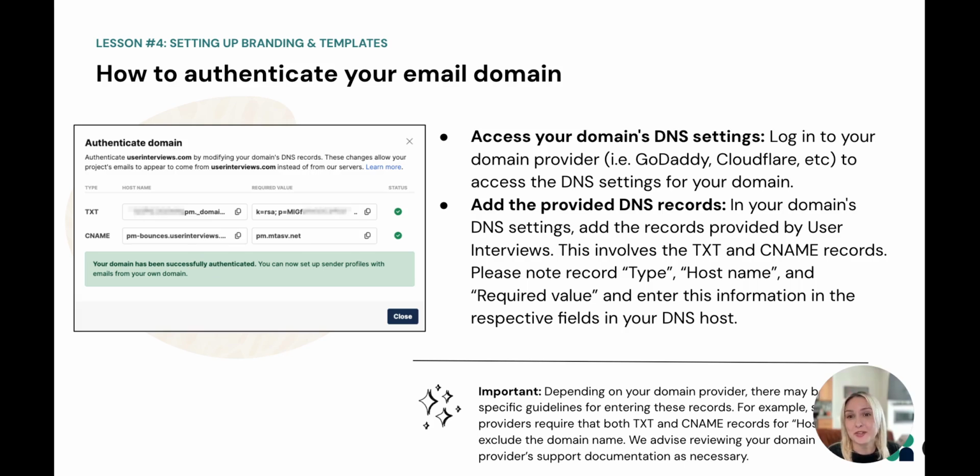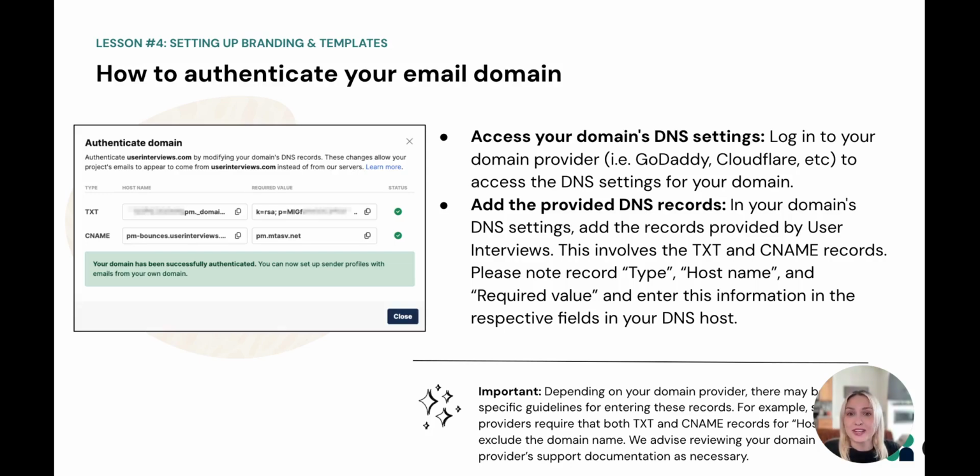Next, we'll talk through how to set up your custom email domain. First, you'll want to access your domain's DNS settings. Log into your domain provider to access the DNS settings for your domain. You'll then want to add the provided DNS records. So in your domain's DNS settings, add the records provided by User Interviews. This involves the TXT and CNAME records.